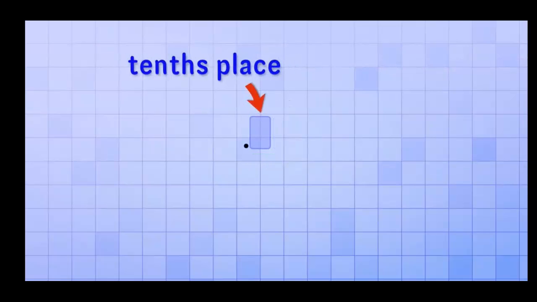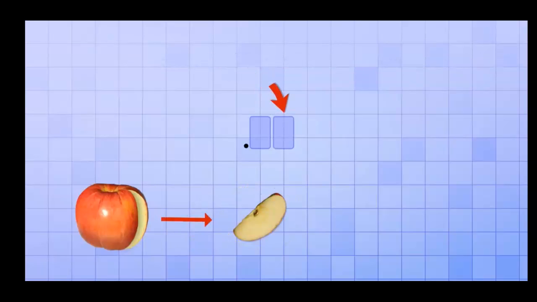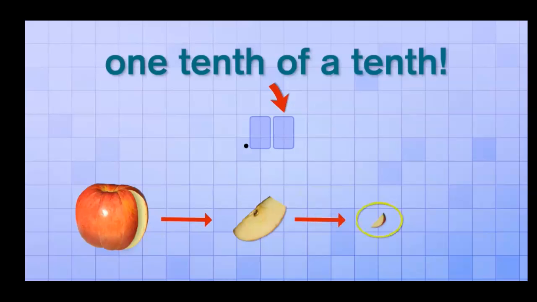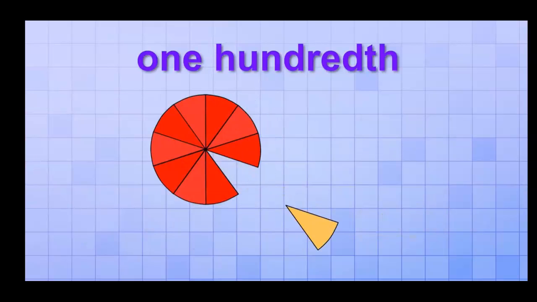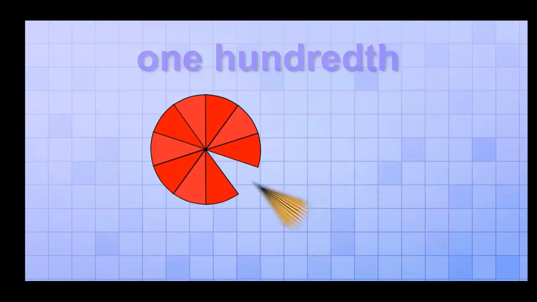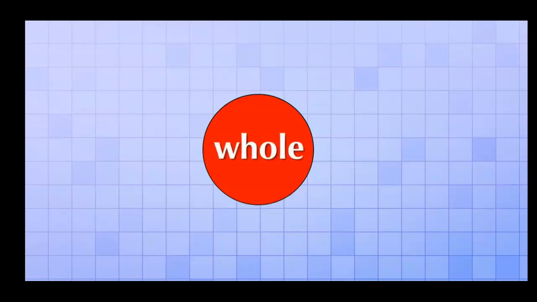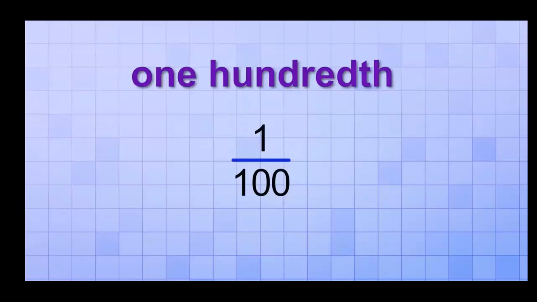So, if the tenth place counts fractions that are a tenth of 1, then the next number place over will count amounts that are 1/10 of a tenth. 1/10 of a tenth is called a hundredth, and it's the fraction you get if you take a tenth and then divide it into 10 equal parts. It's a very small fraction, and it's called a hundredth because it's the same fraction you get if you take a whole and divide it up into 100 parts. So its fraction form looks like this: 1 over 100.